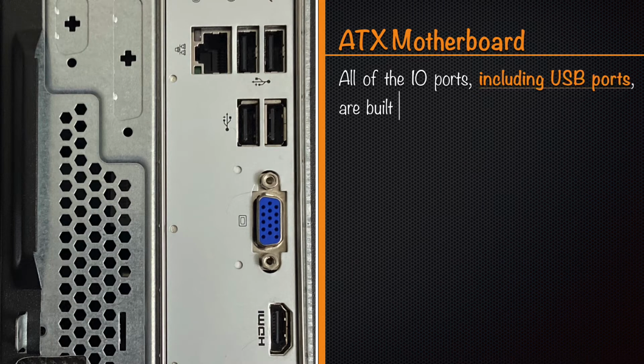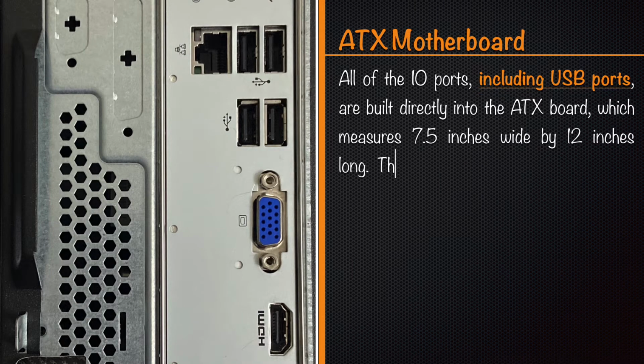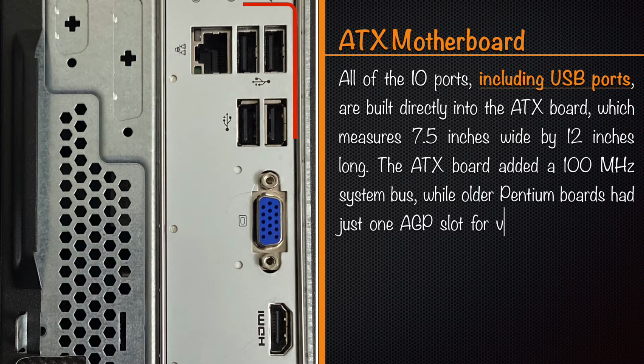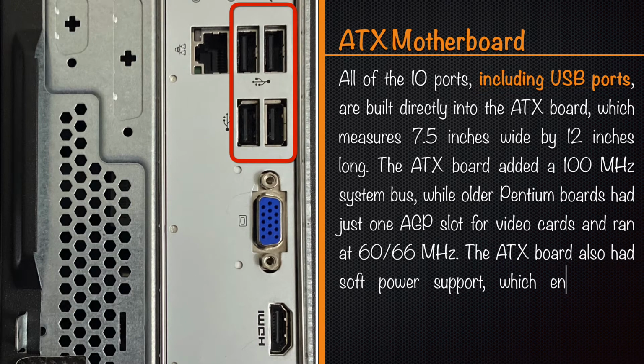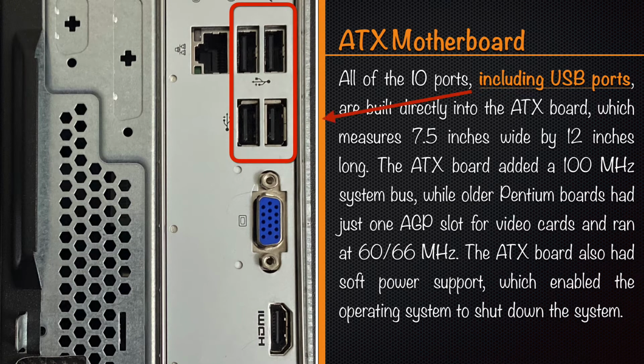All of the I/O ports, including USB ports, are built directly into the ATX board, which measures 7.5 inches wide by 12 inches long. The ATX board added a 100 MHz system bus, while older Pentium boards had just one AGP slot for video cards and ran 60 to 66 MHz. The ATX board also had soft power support, which enabled the operating system to shut down the system.